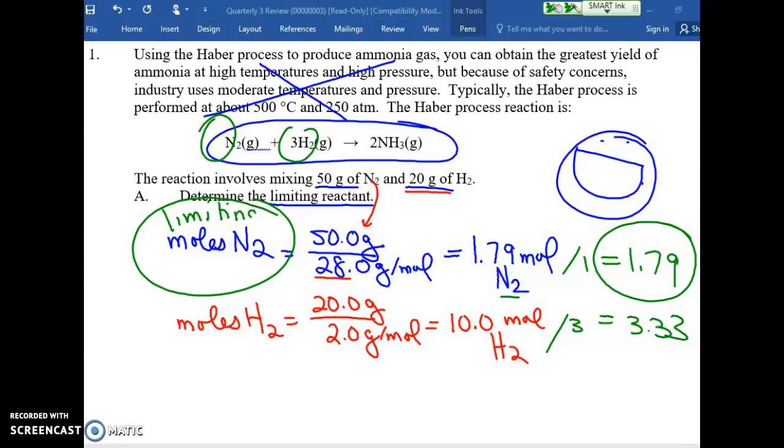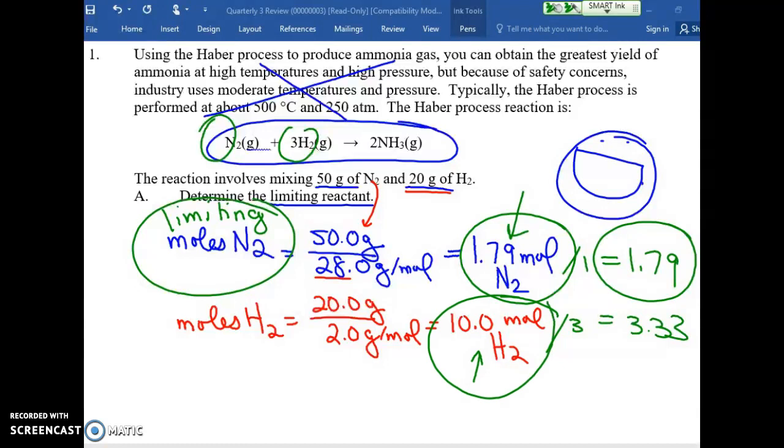I want to warn you guys about something. Remember, when you use the number of moles, you use that as the number of moles of N2. That is the number of moles of H2. That is not the number of moles of H2. You use these. You do not use what you got after dividing by the coefficient.